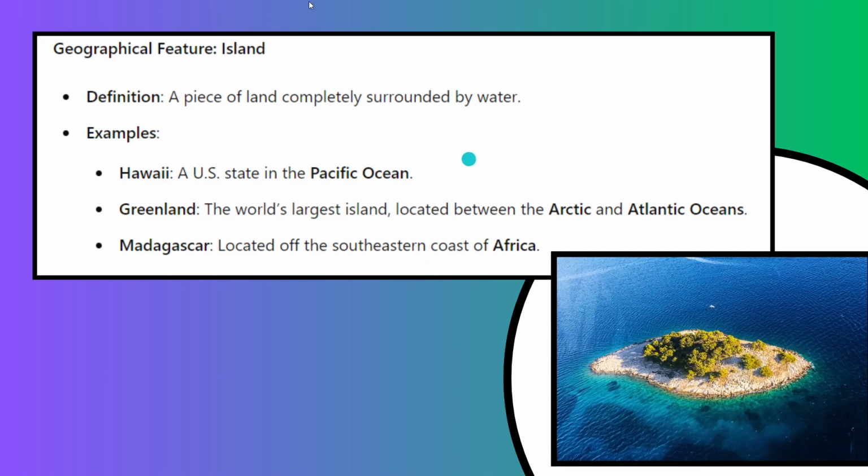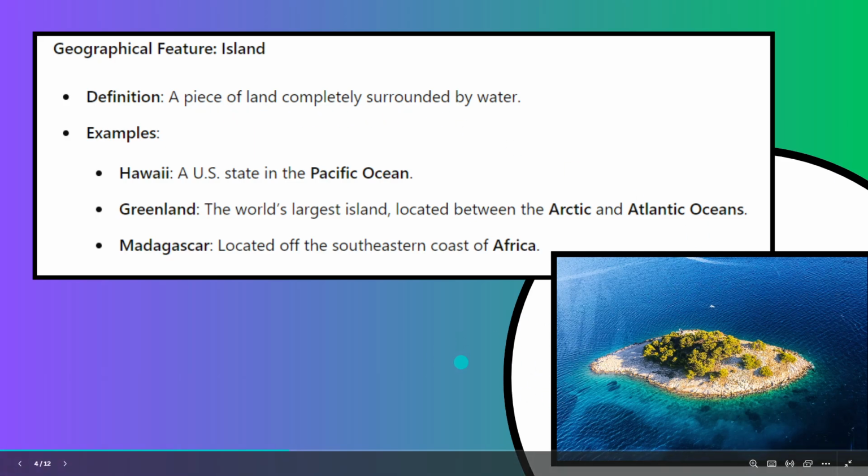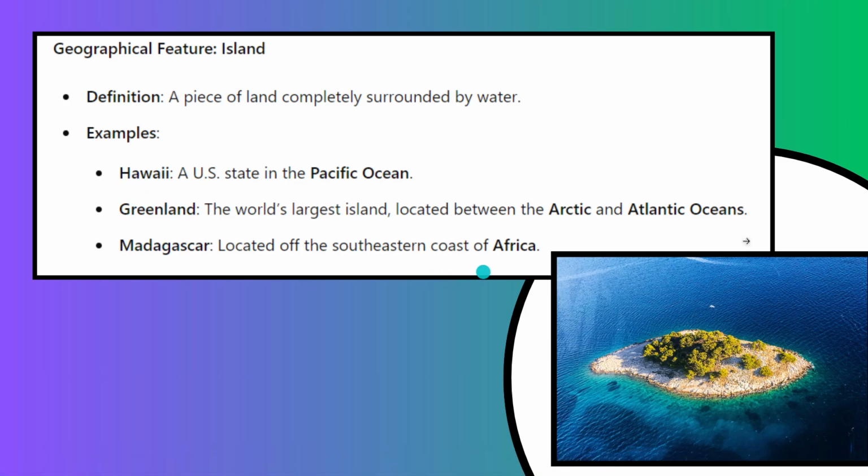Next one we'll look at is an island, one everybody is familiar with. A definition for it is that it is a piece of land completely surrounded by water. Examples, of course, include Hawaii, Greenland, and Madagascar.